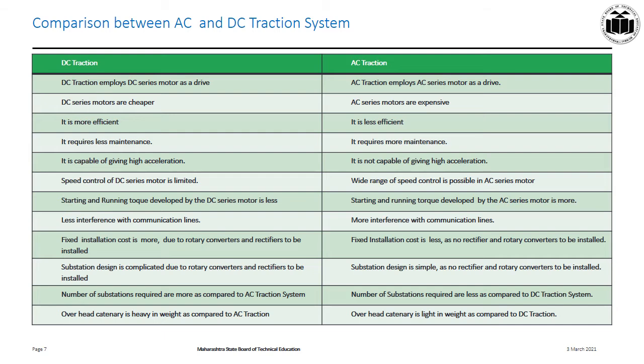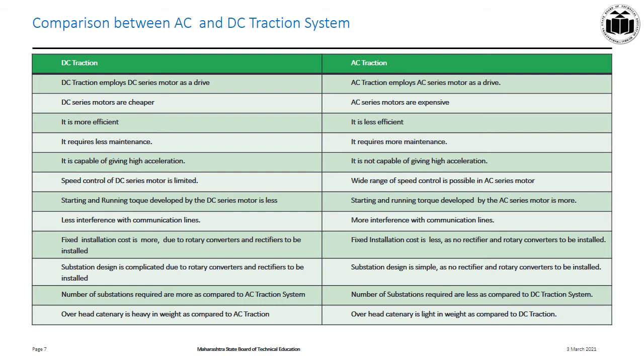DC traction system is having less interference with communication lines, whereas AC traction system is having more interference with the communication lines. The installation cost of DC traction system is more because rotary converters and rectifiers are to be installed, whereas in AC traction system the installation cost is less. The design of substation is complicated in DC traction system and design of substation is simple in case of AC traction system.